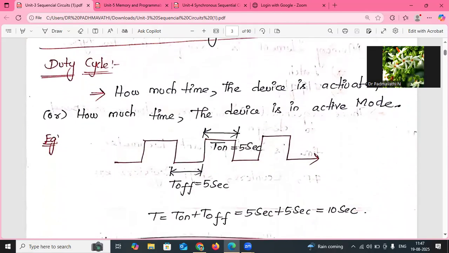Now, duty cycle. What does duty cycle mean? It is how much time the device is activated, that is, in the active mode. So duty cycle T is nothing but total on period plus total off period. That is one complete cycle, which is called your duty cycle.